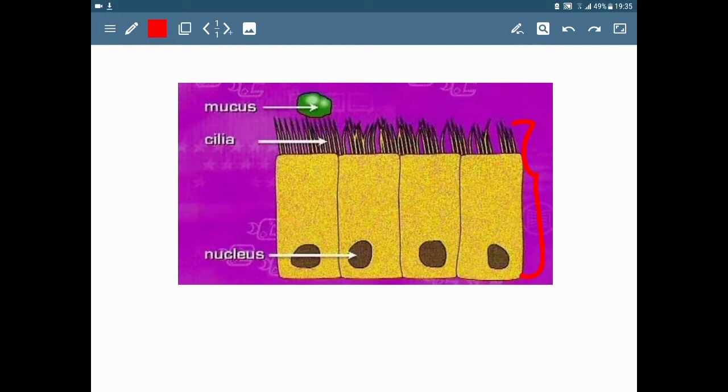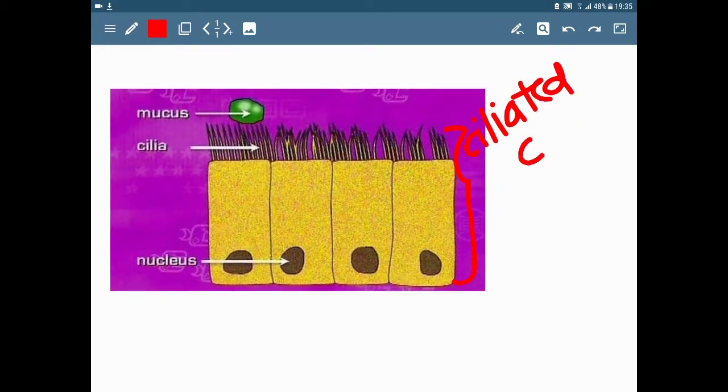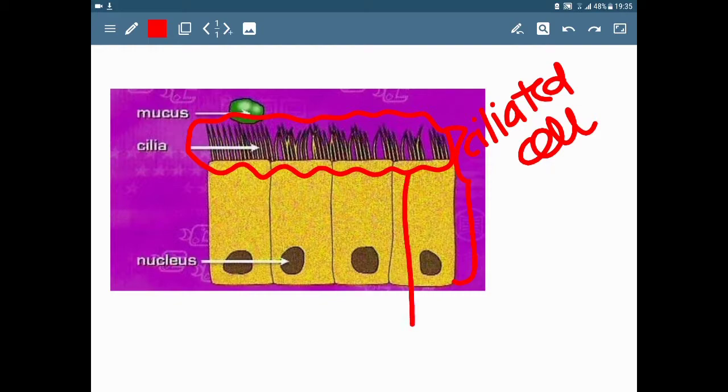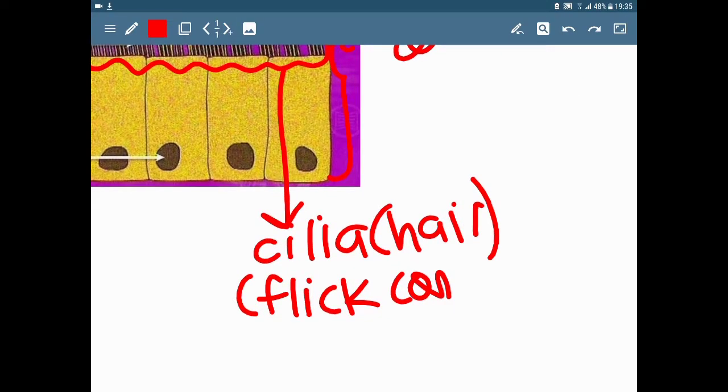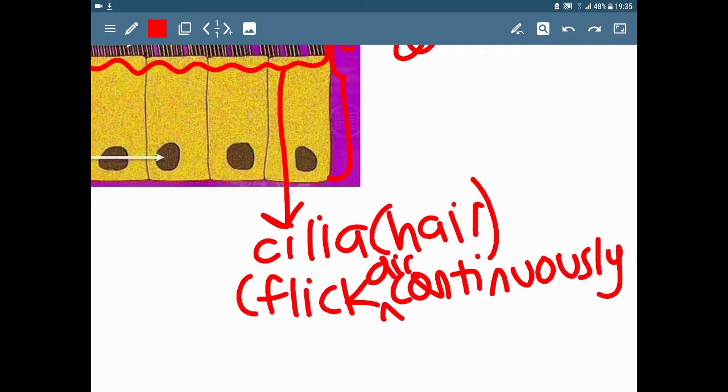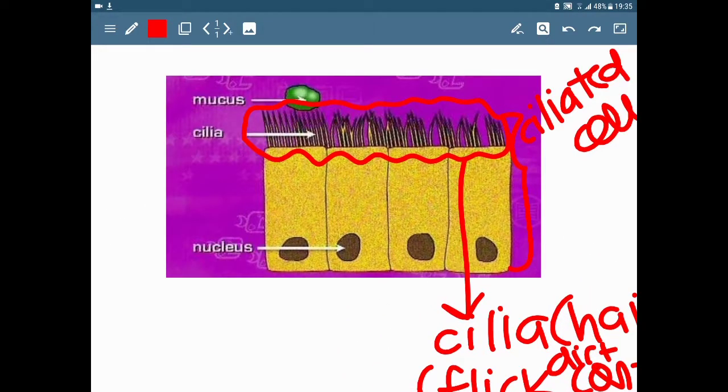This is a ciliated cell. In a ciliated cell, there are cilia, which are the hair. This is the cilia, basically the hair. Cilia flick dirt continuously. That's cilia. They have a nucleus, and that's it. So that's the ciliated cell.